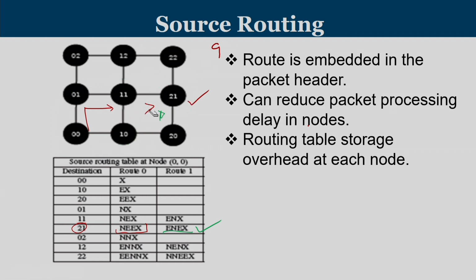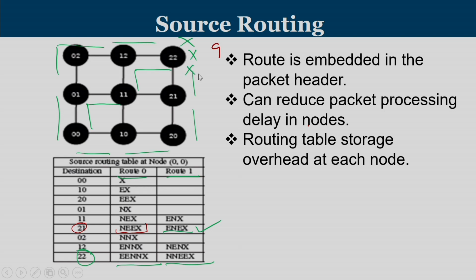Similarly, I can have another route also. As long as I am only bothered about two routes, this is sufficient. To reach 22, I can take east, east, north, north, X. The second route is north, north, east, east, X. I can have one more route, north, east, north, east, X. So, if many routes are possible, my table should accommodate a larger number of entries.